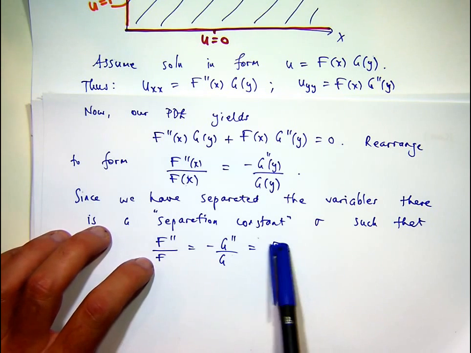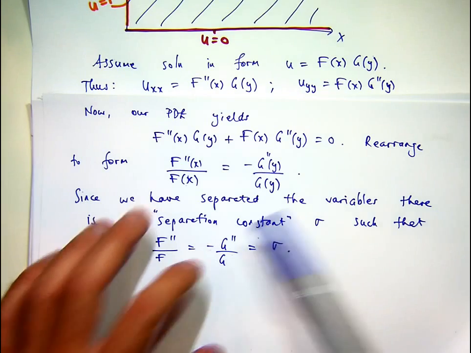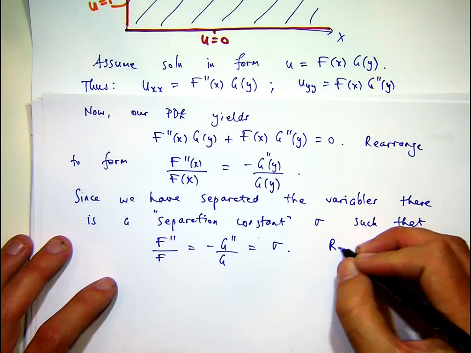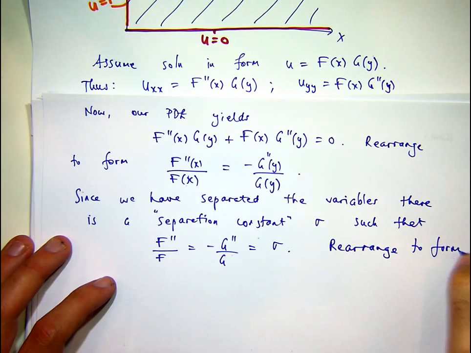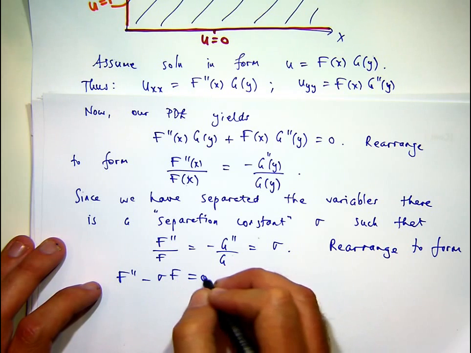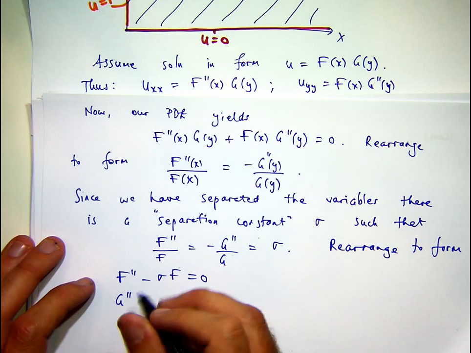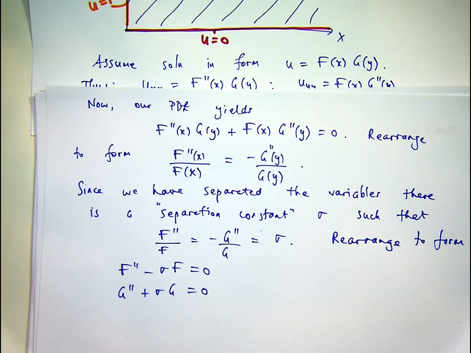Okay, so if I take the F up there and rearrange, I'll get big F double prime minus sigma F equals 0, and the same with the G double prime. Okay, so remember, big F is a function of x, big G is a function of y. So now we have two ODEs, okay? So we've set up two ODEs.